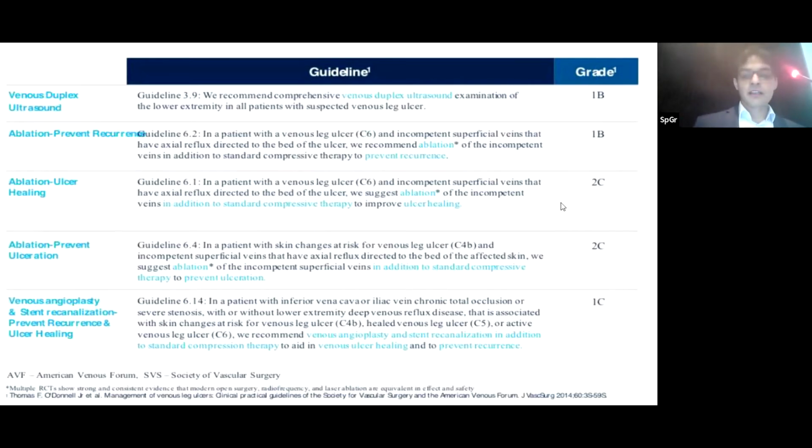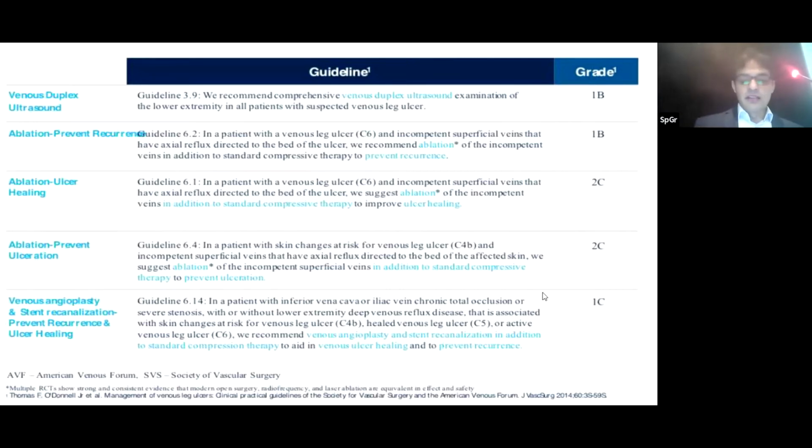But if you look at how much it helps in ulcer healing when someone has an ulcer, the grade of recommendation is 2C. Not only a weak recommendation, but not A or B, it is C, weak recommendation, right? For ablation preventing recurrence, yes, there's a good recommendation that when you do ablation, it might prevent recurrence. But when it comes to healing, the recommendation is 2C, but we still use it and it works, right?